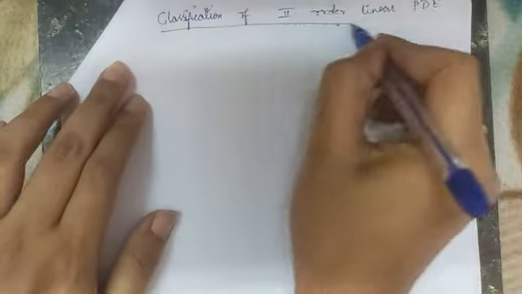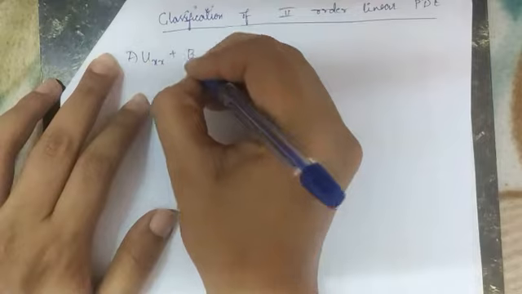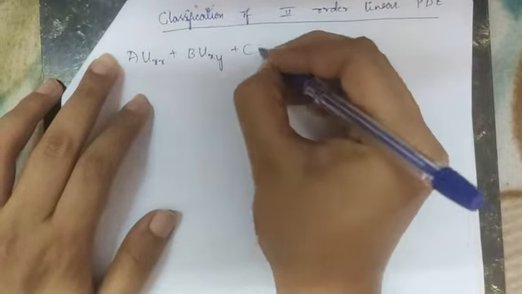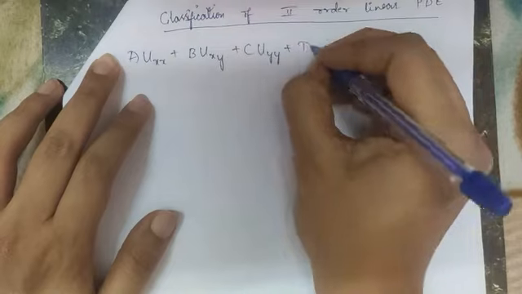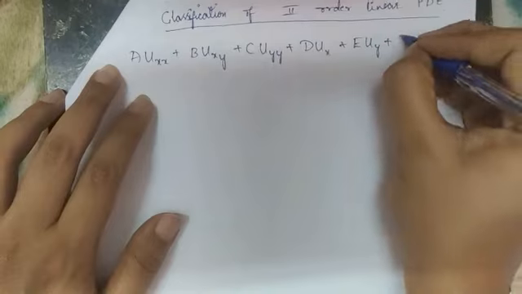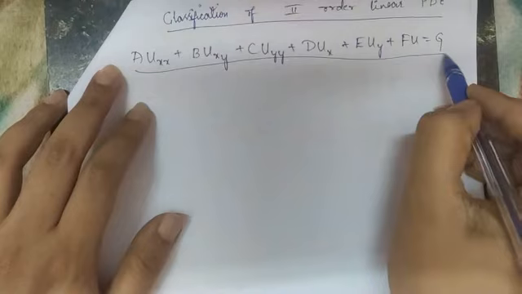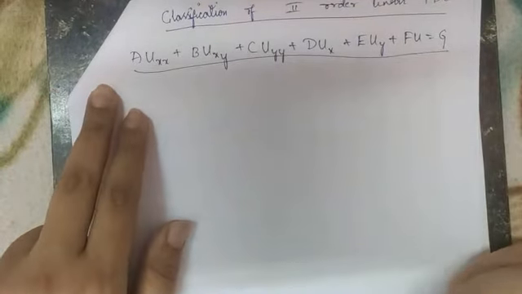Hello dear students, in this session let us continue with the concept of classification of second order linear partial differential equations. In the previous session, we considered the standard second order partial differential equation, that is A u_xx plus B u_xy plus C u_yy plus D u_x plus E u_y plus F u is equal to G. This is the second order partial differential equation in general form, right?